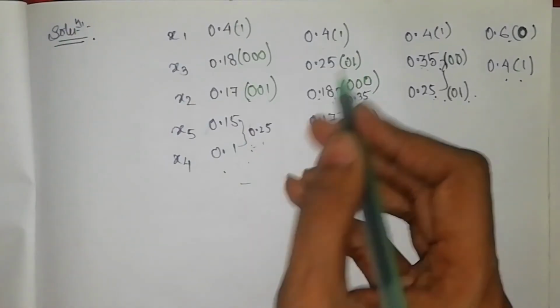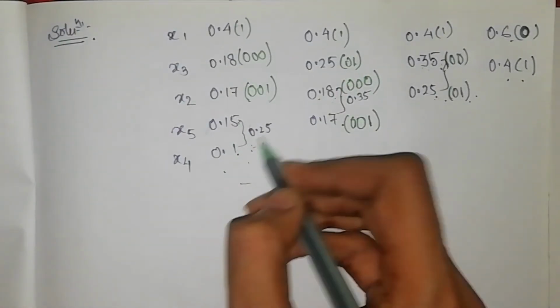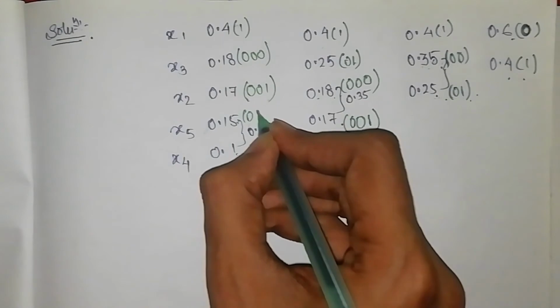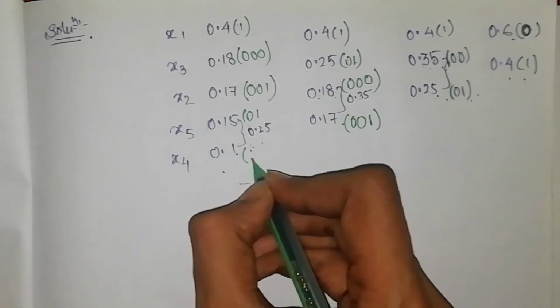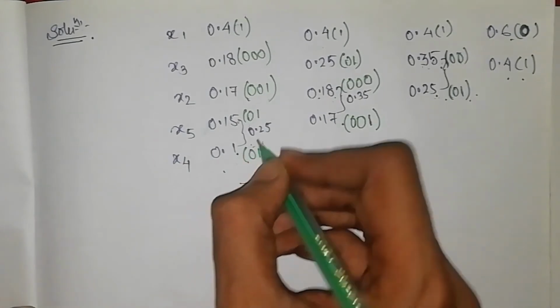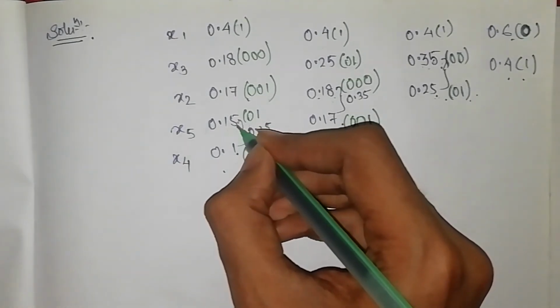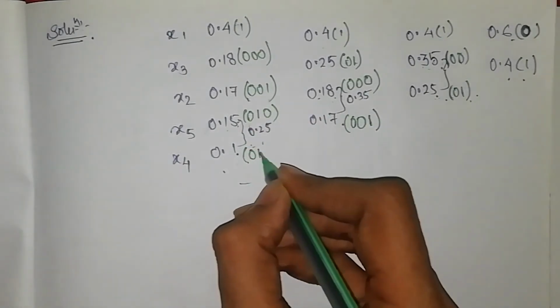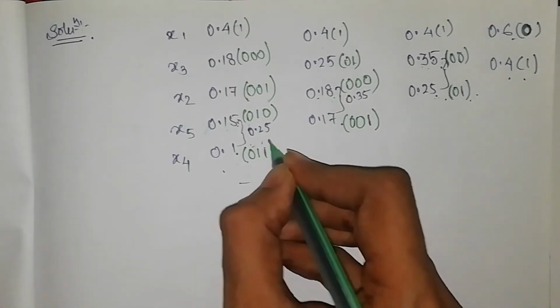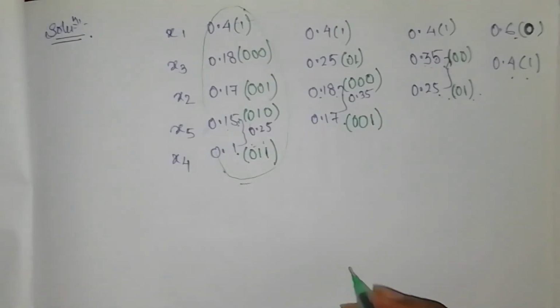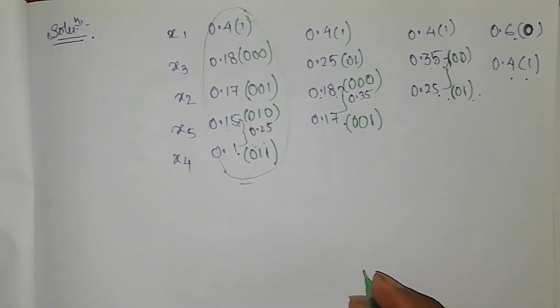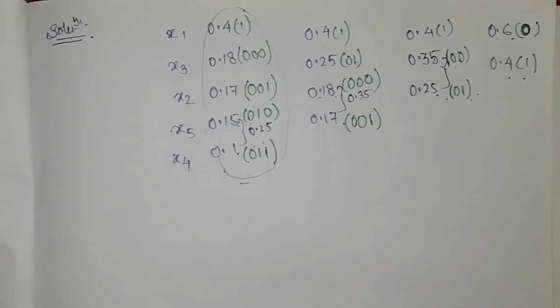Now 0.25 comes from 0.15 and 0.1, so this will have the same starting bits as 0.25, so 0 1 and 0 1. Now 0.15 is higher, so it will be assigned 0, and 0.1 is lower, so it will be assigned 1. So this first column will give the final code structure of the Huffman coding technique.